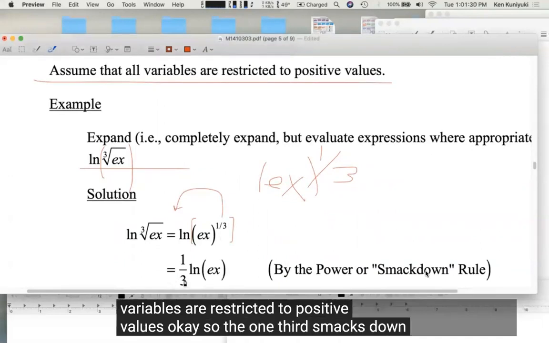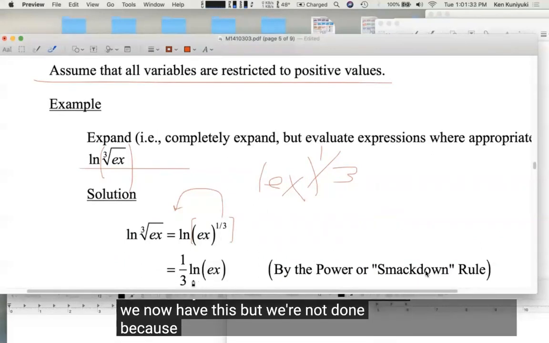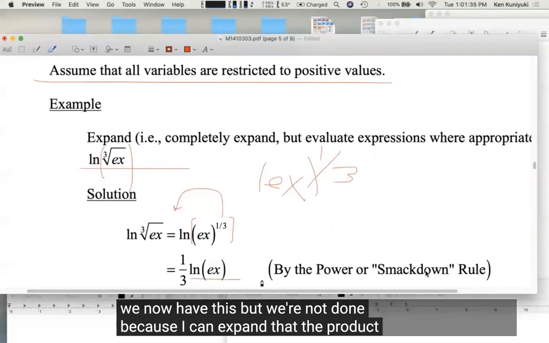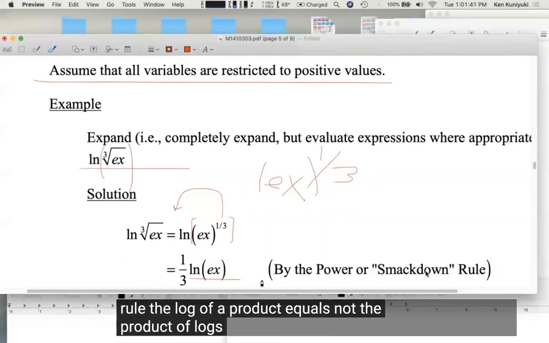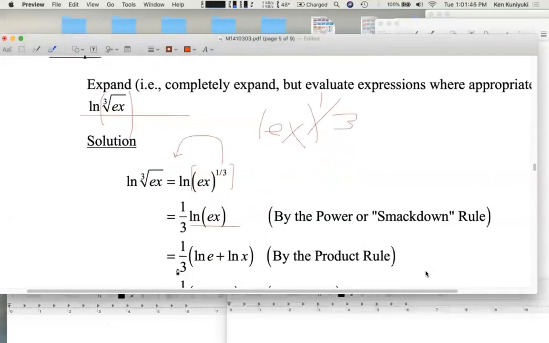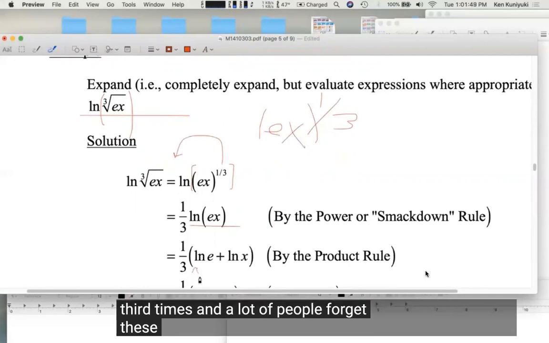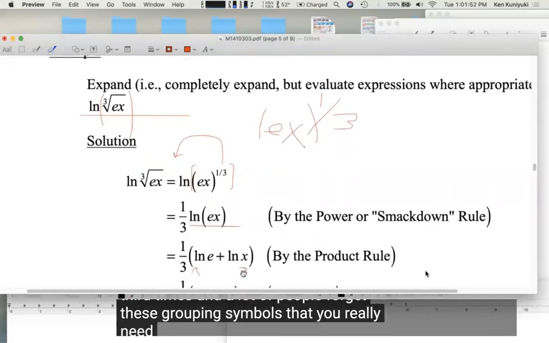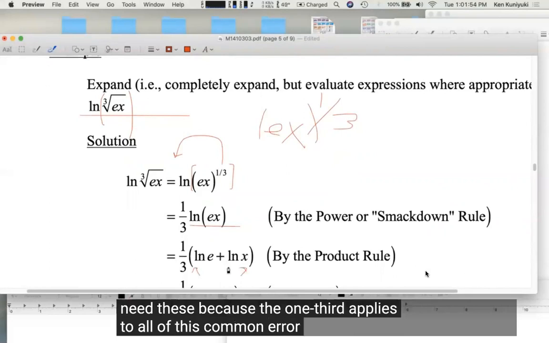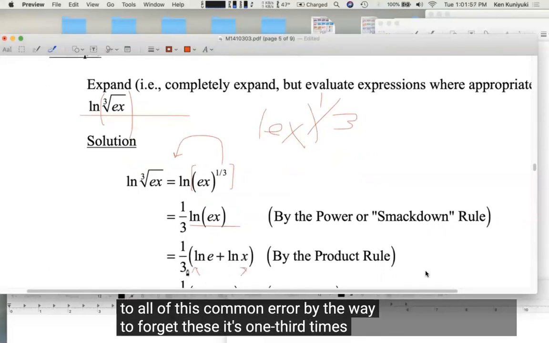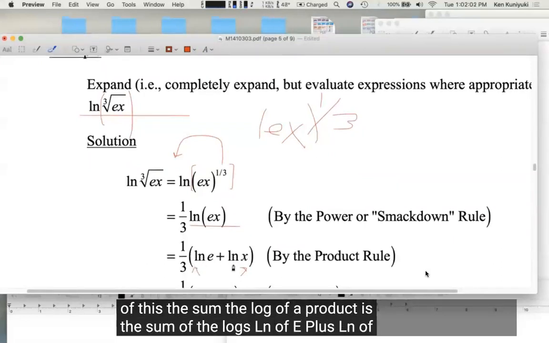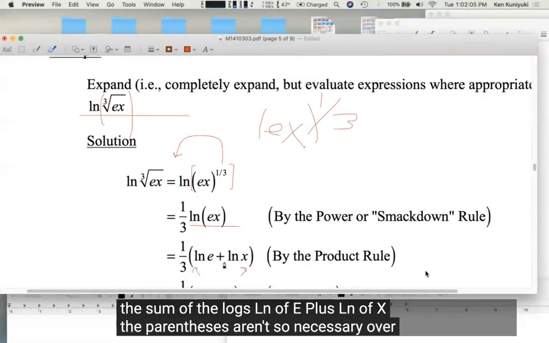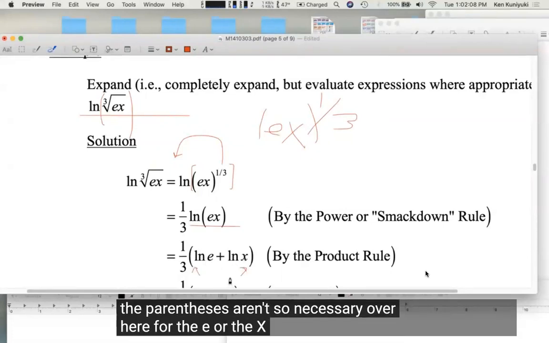Okay, so the 1/3 smacks down. We now have this. But we're not done, because I can expand that. The product rule. The log of a product equals not the product of logs. It's the sum of logs. So 1/3 times, and a lot of people forget these grouping symbols. You really need these, because the 1/3 applies to all of this. Common error, by the way, to forget these. It's 1/3 times all of this. The sum. The log of a product is the sum of the logs. ln of e plus ln of x. The parentheses aren't so necessary over here for the e or the x.